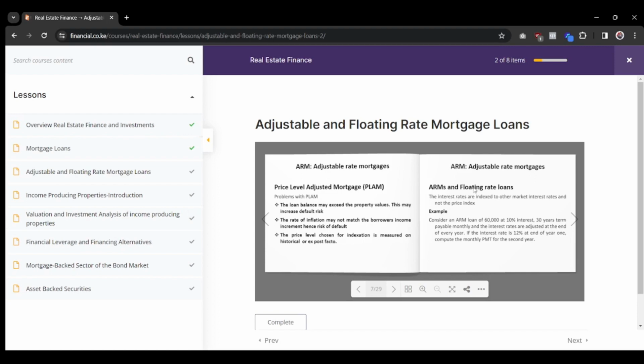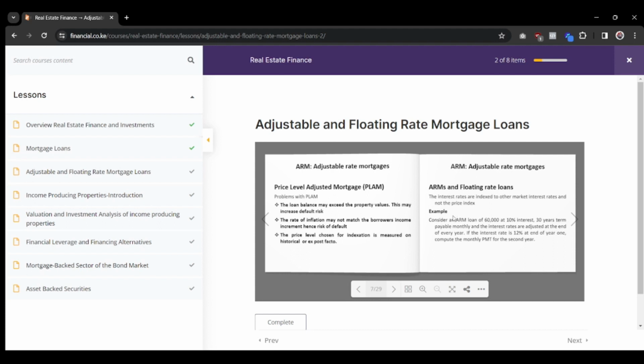The price level adjusted mortgages usually have the following problems. So first, the loan balance may exceed the property values. This may increase default risk. The rate of inflation may not match the borrower's income, hence an increment in the risk of default. The price level chosen for indexation is measured on historic or ex post facto.